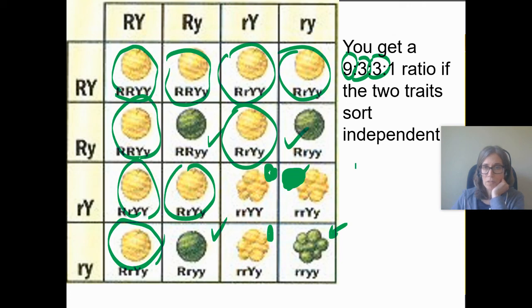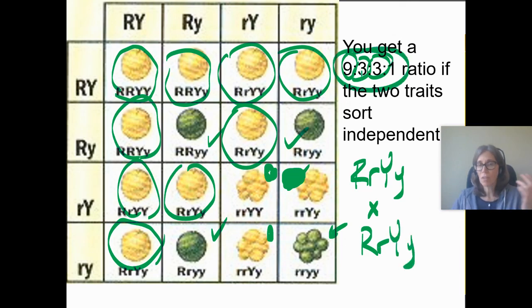So if you do heterozygous by heterozygous, this one mated with itself or with another one just like it, you are going to get a 9 to 3 to 3 to 1 ratio if the two genes sort independently. That means if they're on different chromosomes, if they're not linked.